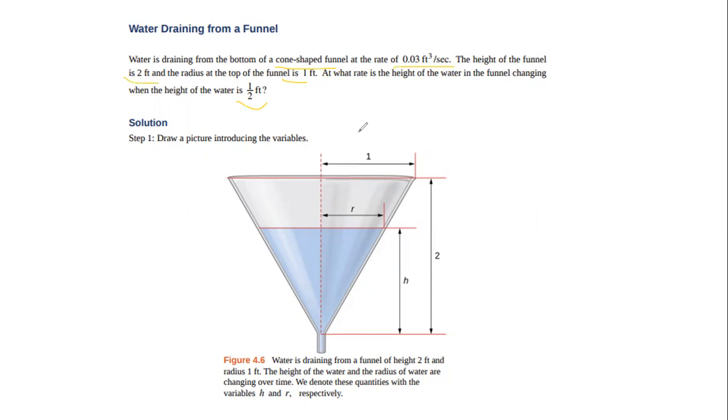The first thing is that water is draining from a funnel whose height is 2 feet and the radius is 1 foot. So there is a funnel. First I have to make a little funnel like that. Okay. Now the next is the height of the funnel is 2 feet. So the height will be from this point to this point, it will be 2 feet.